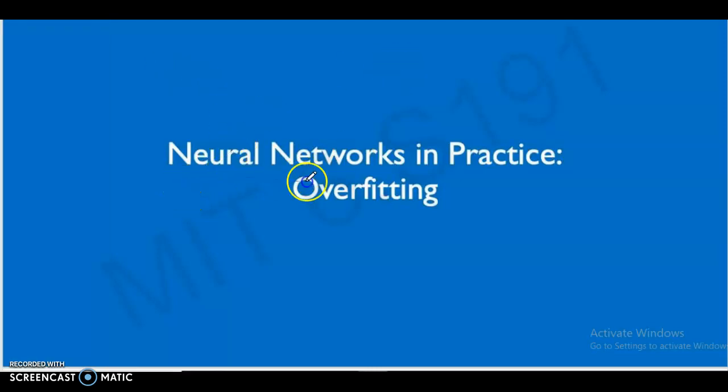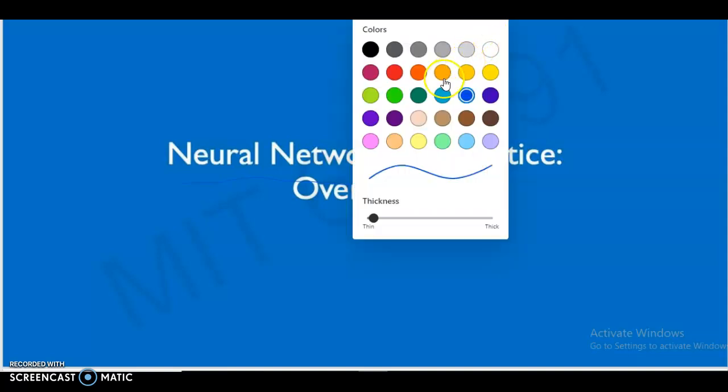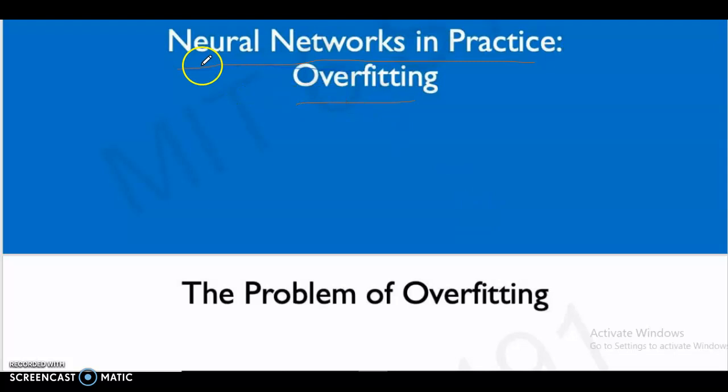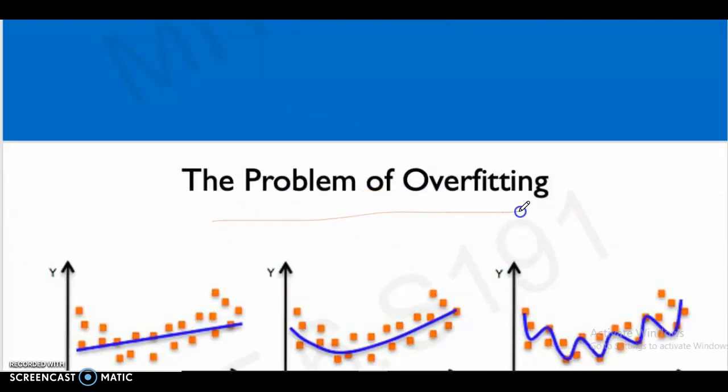Neural networks. Neural networks in practice: overfitting. The problem of overfitting.